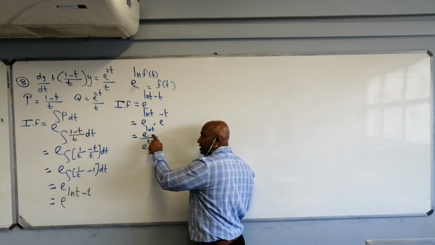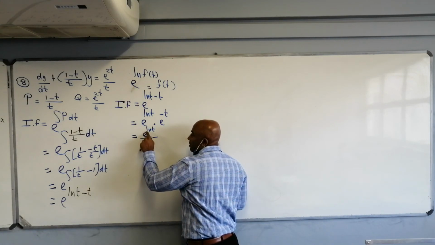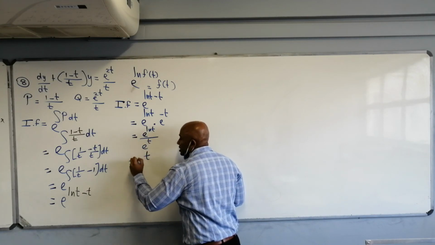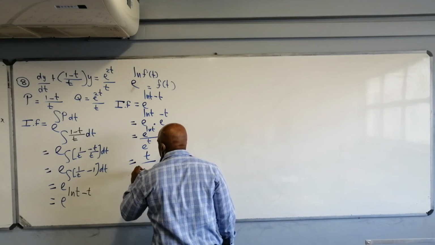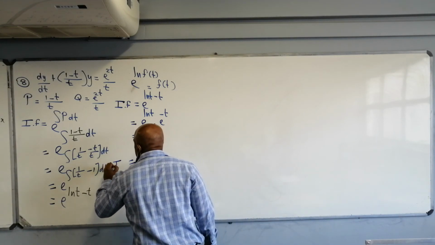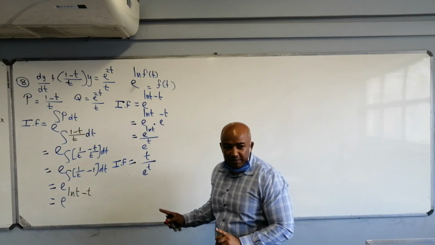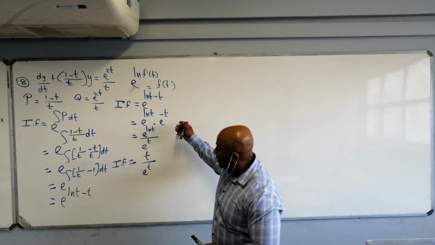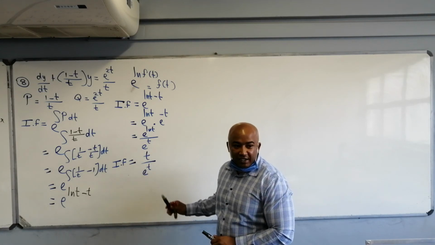Now, we're interested in this part here. E to the power ln f of t. So there's e to the power ln t. My f of t is t. So e to the power ln t is just t. So simplified, that will be t over e to the power t. That is my integrating factor. This is more like an exam type question, this one. Okay. You have to simplify a lot here. And if you make one mistake in the beginning, obviously you're going to get stuck here.